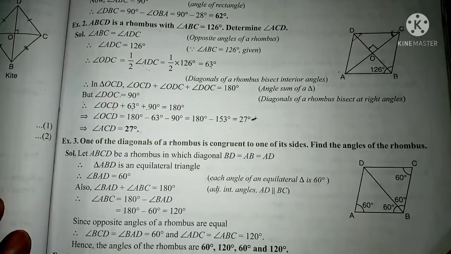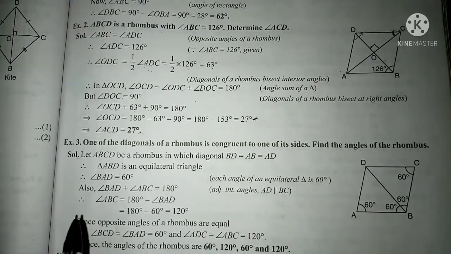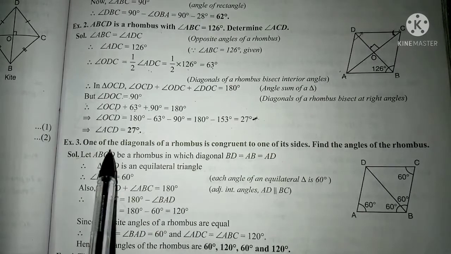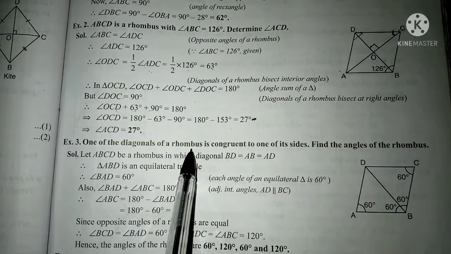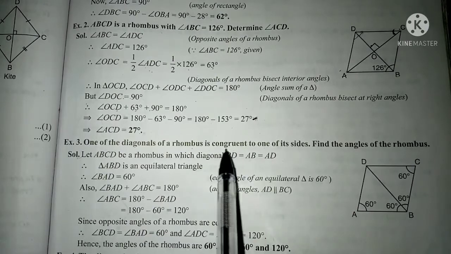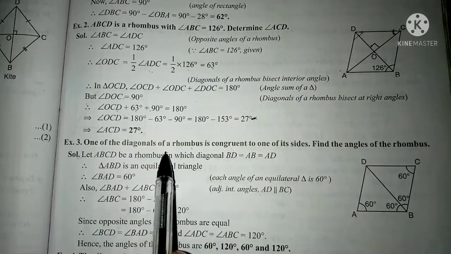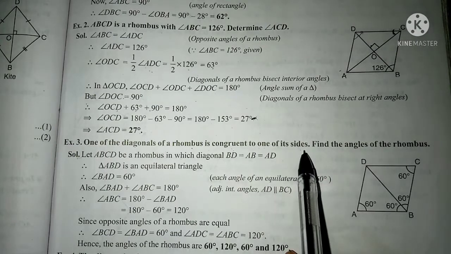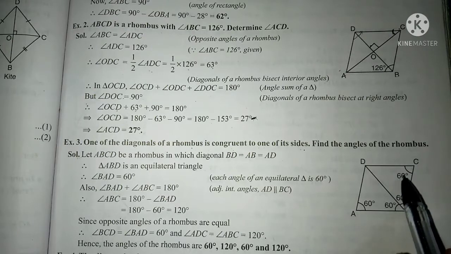Now we are proceeding to the third example. See here, again, one of the diagonals of a rhombus. When they are talking about the diagonals of a rhombus, you must be aware of the properties of the diagonals. One of the diagonals of a rhombus is congruent to one of its sides. Congruent means equal, so this one diagonal is equal to any one side.